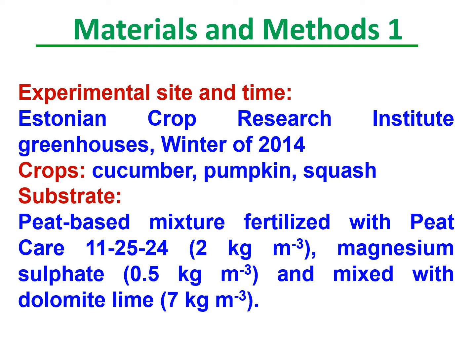Materials and methods. Experimental site and time: Estonian Crop Research Institute greenhouses, winter of 2014. Crops: cucumber, pumpkin, squash. Substrate: peat-based mixture, fertilized with Peat Care 11-25-24 and magnesium sulfate, and mixed with dolomite lime.